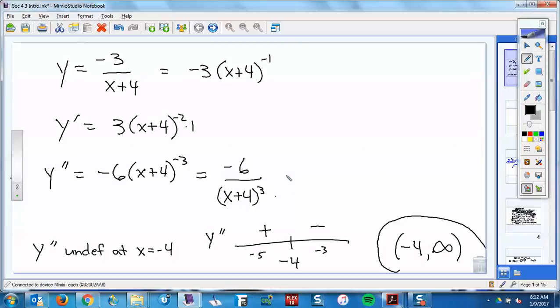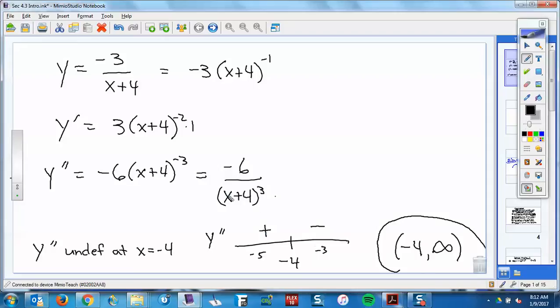Okay, so when we do this second derivative right here, it's undefined at -4, so I need to put in a -5. I need to put in a -3. So when I put a -5 into here, I get -5 plus 4. That's -1 cubed. -1 cubed is negative. Negative divided by negative is positive.